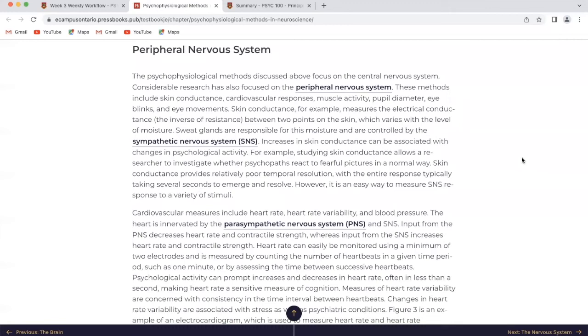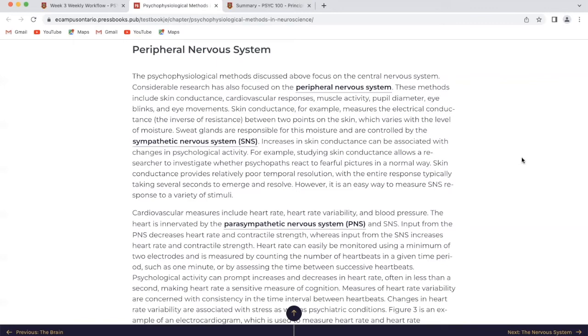Skin conductance, for example, measures the electrical conductance between 2 points on the skin, which varies with the level of moisture. Sweat glands are responsible for this moisture and are controlled by the sympathetic nervous system. Increases in skin conductance can be associated with changes in psychological activity. For example, studying skin conductance allows a researcher to investigate whether psychopaths react to fearful pictures in a normal way.